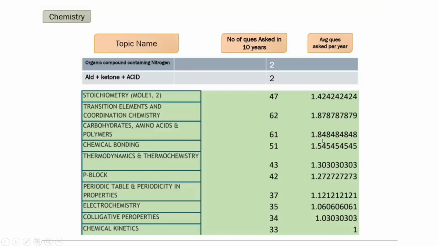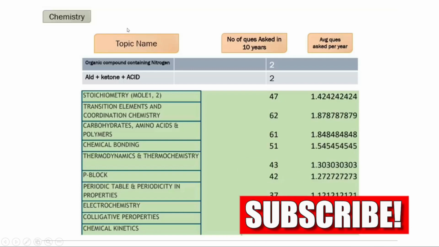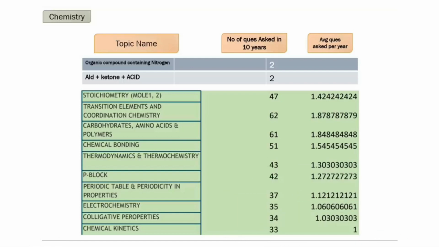Colligative properties, in the last 10 years 34 questions were asked. You may get one question. And from chemical kinetics, one question. This is the green zone for chemistry, where you need to focus more on these chapters.